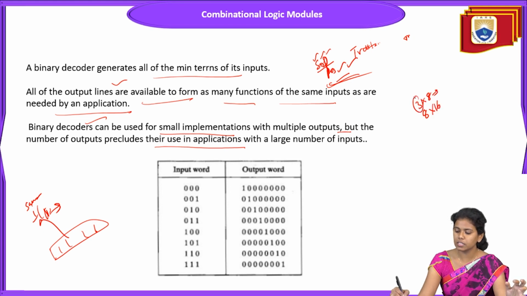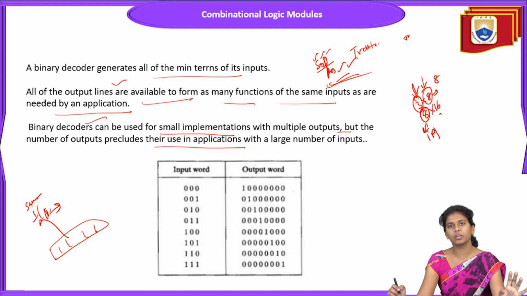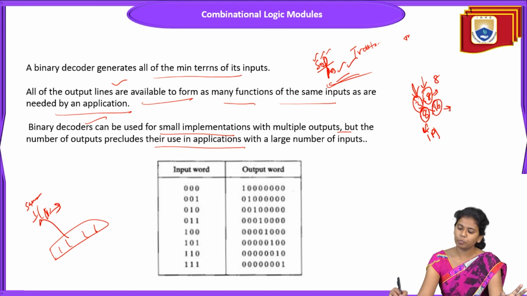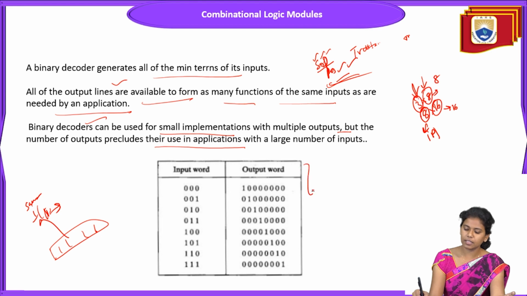When you consider this 3 to 8 decoder, you see only 3 inputs, but the combinations of outputs can be mapped to 8, isn't it? So 8 to 16 means we have only 8 inputs, but the combinations are mapped with respect to the 16 outputs. So this is nothing but an 8-bit word.